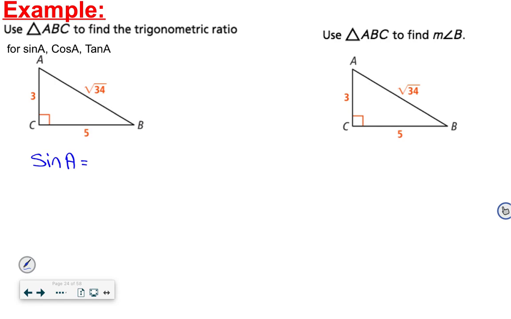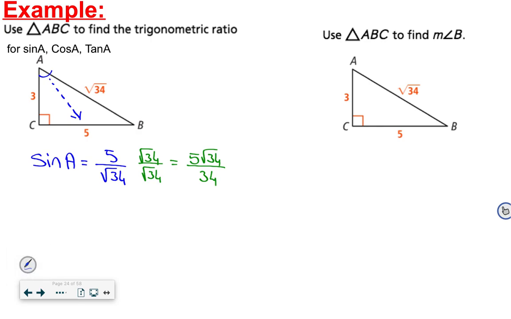Opposite over hypotenuse. Opposite is 5 over radical 34. Remember that we don't like leaving the denominator with the radical sign. That's the reason we need to multiply both numerator and the denominator by radical 34. Then the answer is going to be 5 radical 34 over 34.